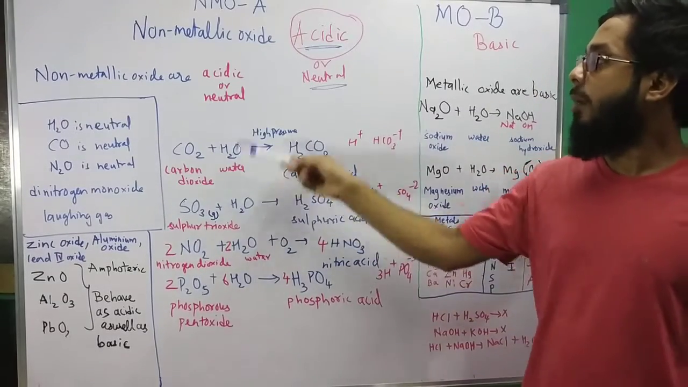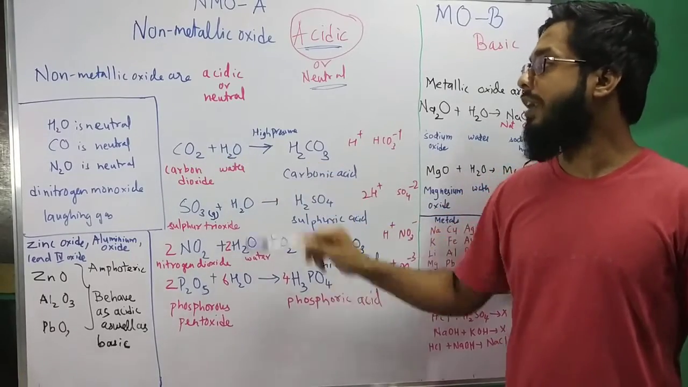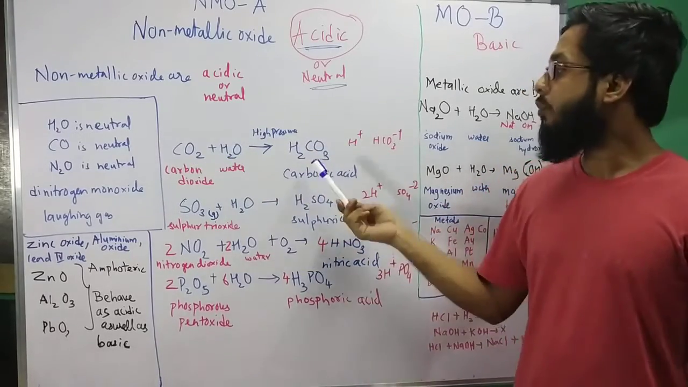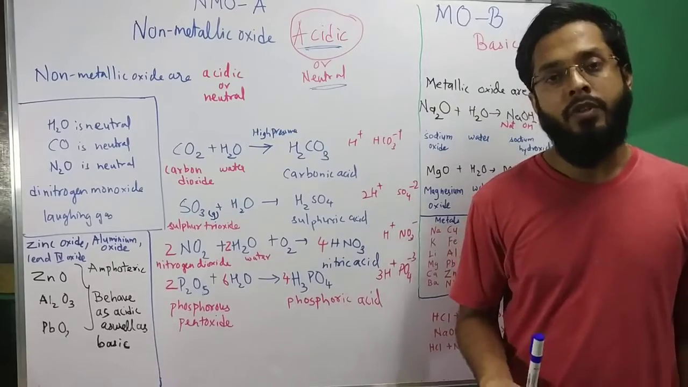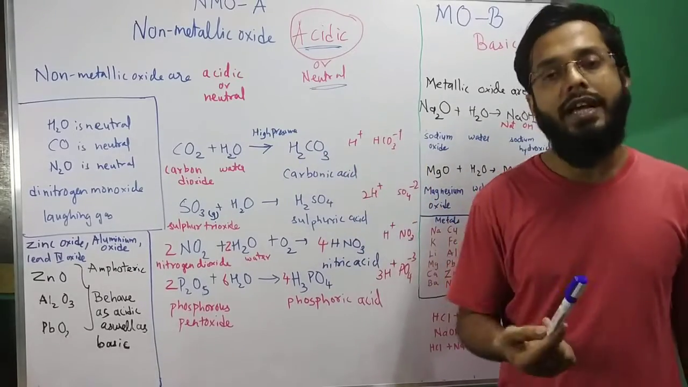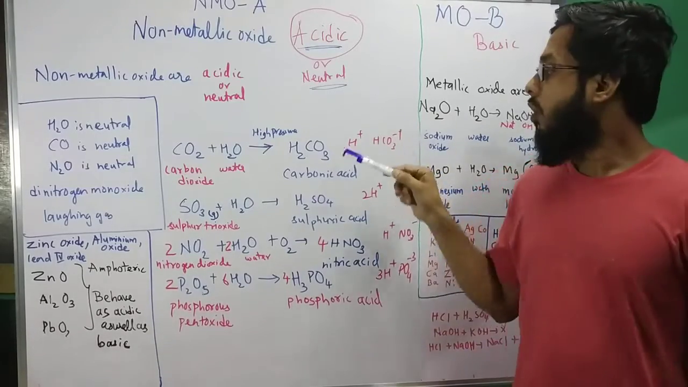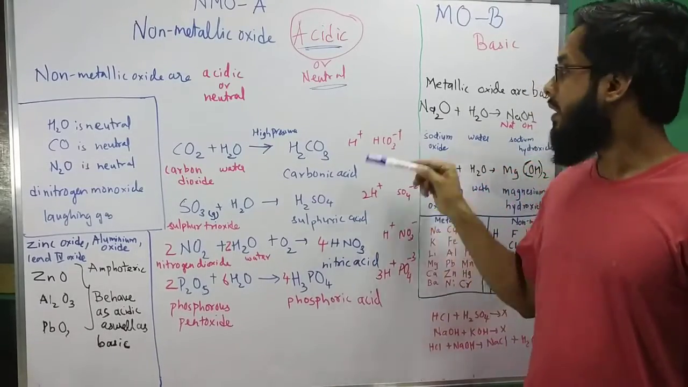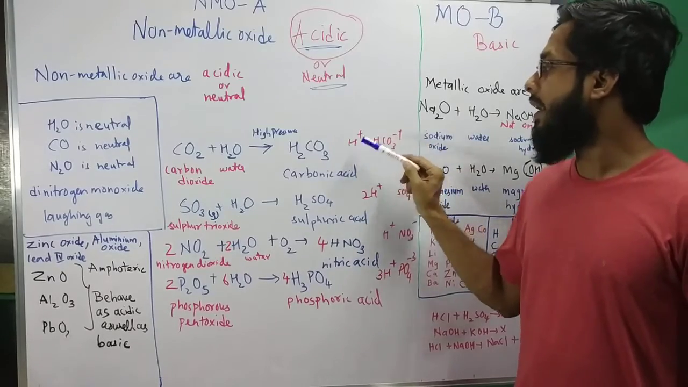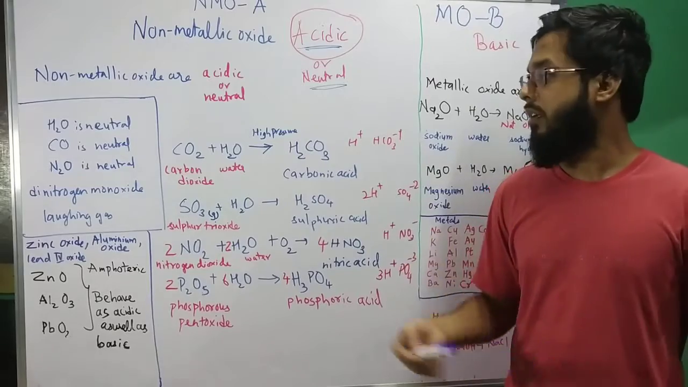Now let's see about the acidic one. Carbon dioxide, when you dissolve in water at high pressure, forms carbonic acid. And carbonic acid, obviously, is a weak acid, which we're going to talk about in the next lecture, weak acid and strong acid. So H plus ion is given by H2CO3, that's why it is an acid.